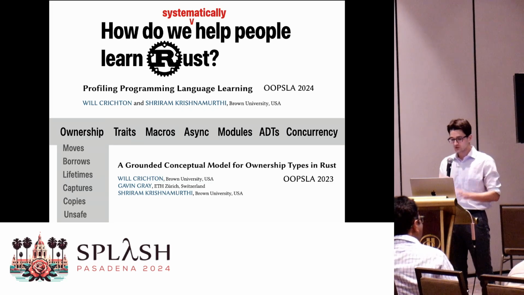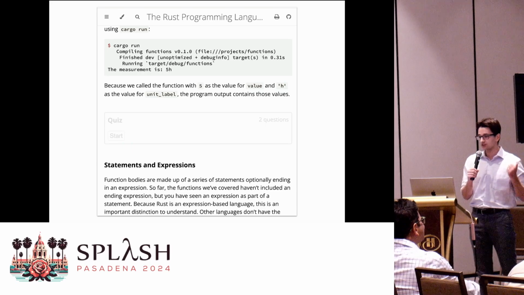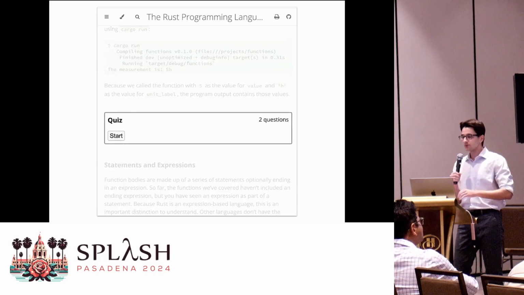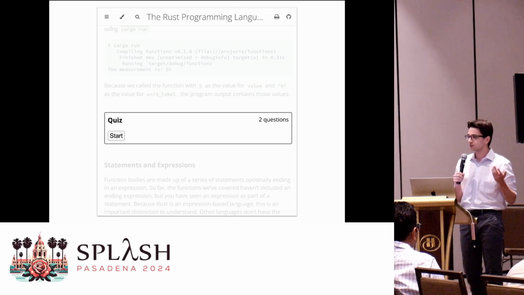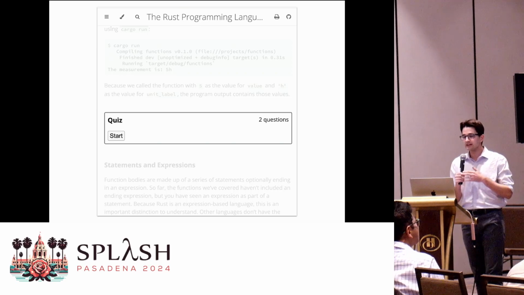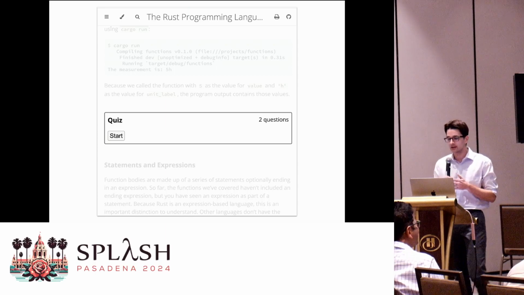Now, our basic approach was pretty simple. We went through each chapter of the Rust book, like this one on screen, and we put in these little quizzes. So we encourage readers to attempt the quizzes in order to check their understanding. And each quiz is usually 2 to 4 questions. We have about 1 to 2 quizzes per page.